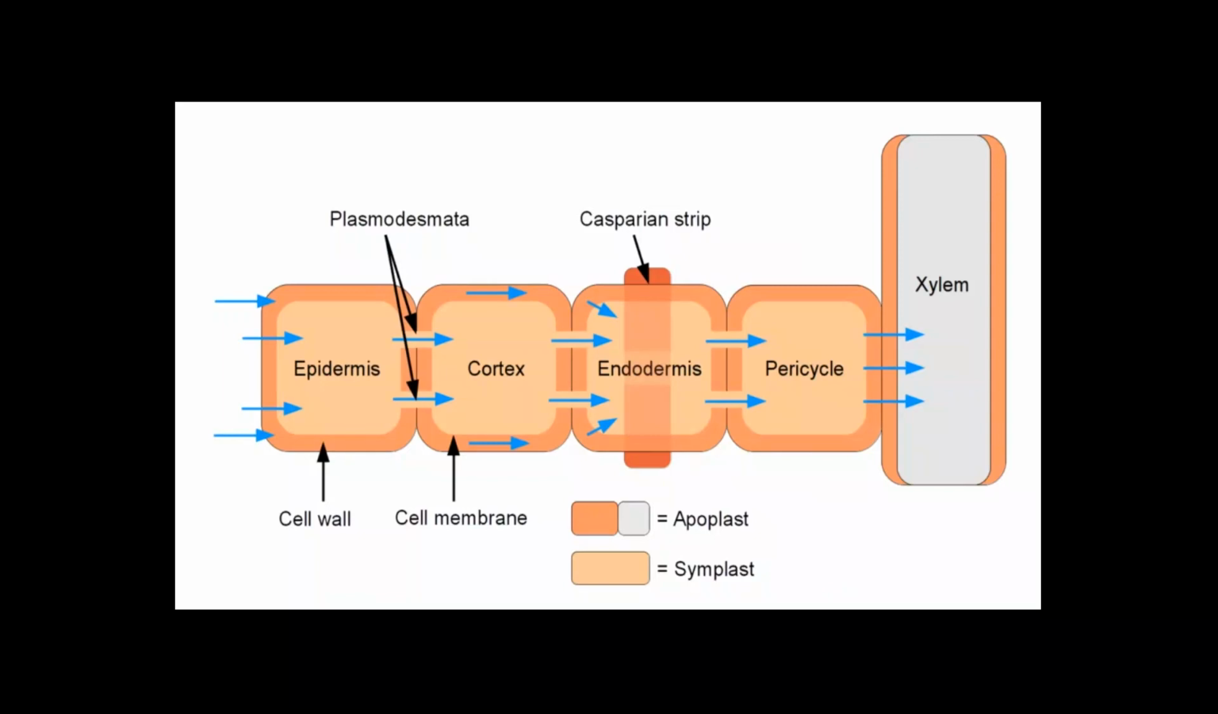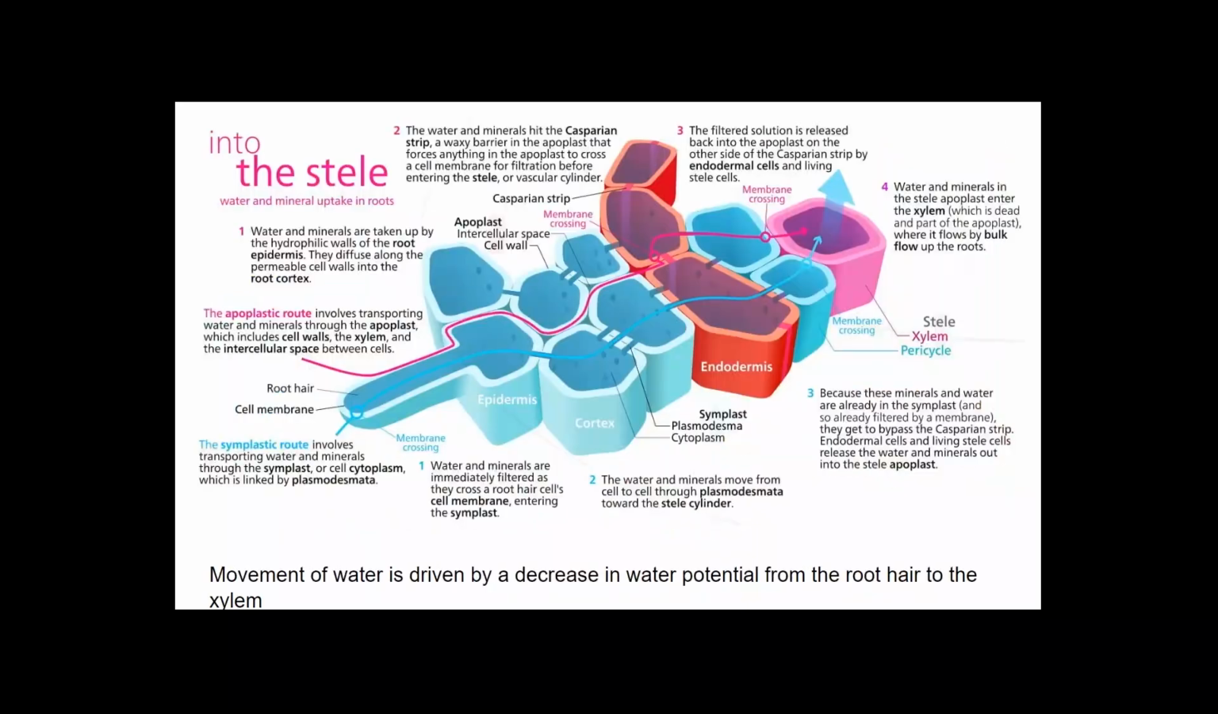So we can see water goes into the epidermis, into the cortex, which is the main part of the root, and then into the endodermis. And notice in the endodermis, it is forced into the cytoplasm because of the Casparian strip, and then goes into the pericycle, which is another layer of cells, and then to the xylem. And into the stele, which is the layer of cells surrounding the xylem.